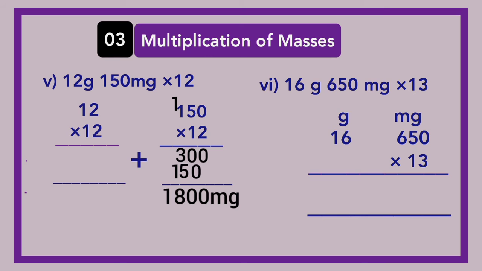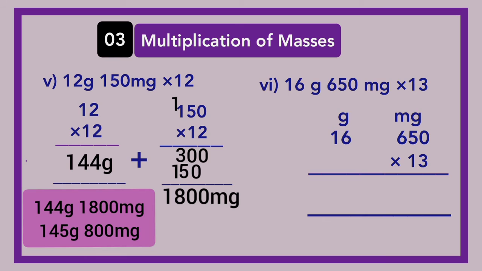Now let's multiply 12 grams by 12. So 12 times 12, you all know that is 144. So we get 144 grams and 1800 milligrams. So here 1800 milligram means you have 1000 milligrams and 800 milligrams. 1000 milligram is equal to 1 gram. So we can take that 1000 milligrams into the gram side as 1 gram and make 144 to 145. So that your final answer will be 145 grams and 800 milligrams.